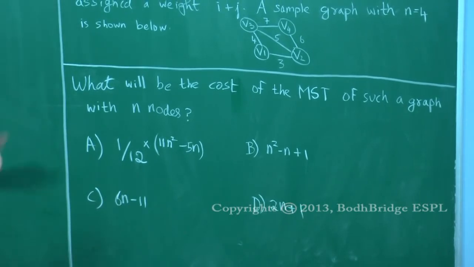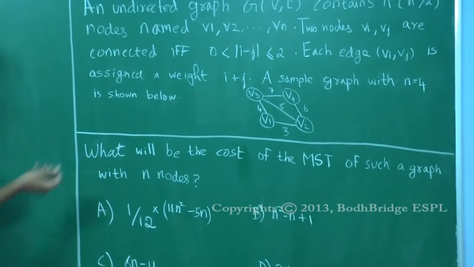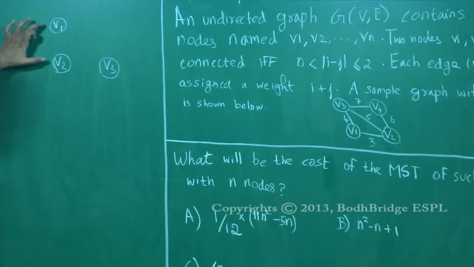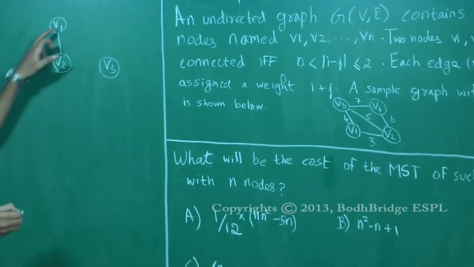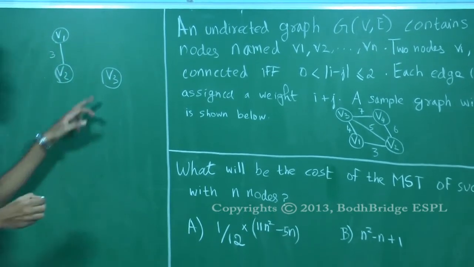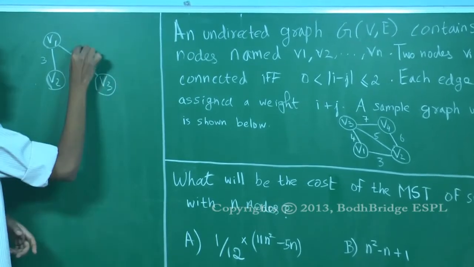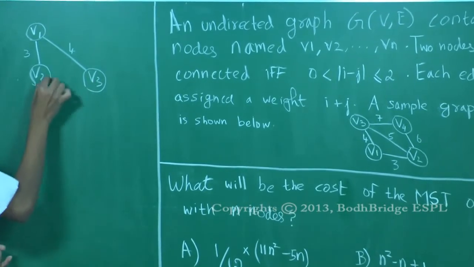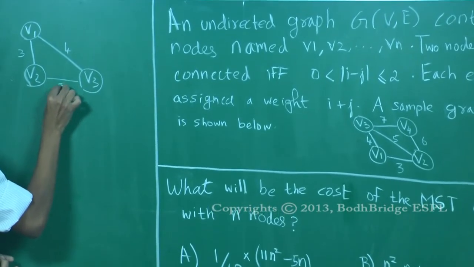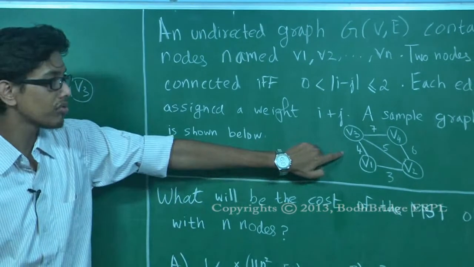So if you take n equal to 3, the graph which satisfies the given statement will be: 2 minus 1 is less than or equal to 2, therefore there will be an edge and the weight will be 2 plus 1, which is 3. 3 minus 1 is less than or equal to 2, so there will be an edge and the weight is 3 plus 1, which is equal to 4. Similarly, 3 minus 2 is less than or equal to 2, there will be an edge and the weight is 3 plus 2. So, this is the graph where n equal to 3.